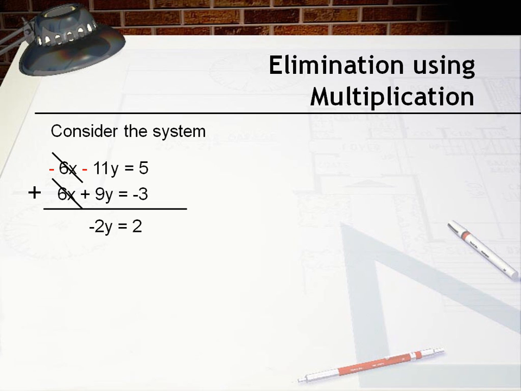And then what would you do to solve for y? You would divide both sides by -2. And you get y equals -1. But we are not done, because we only got the answer for y. We need the answer for x. So again, this step never changes. You choose one of the equations that you're working with, and you just substitute in that -1.